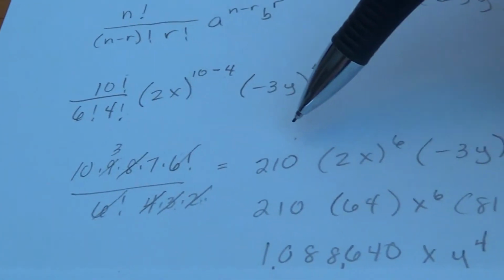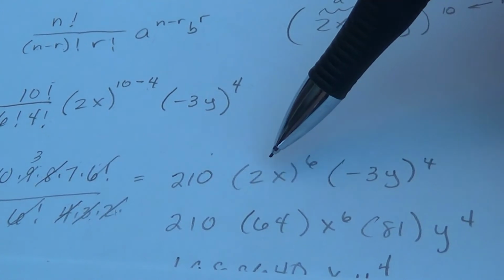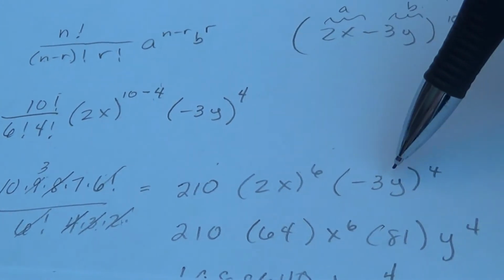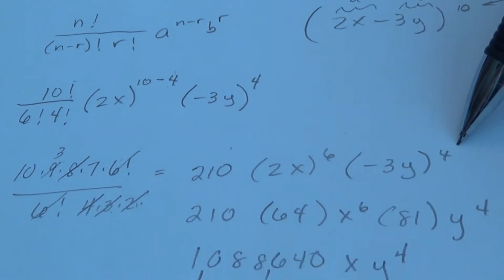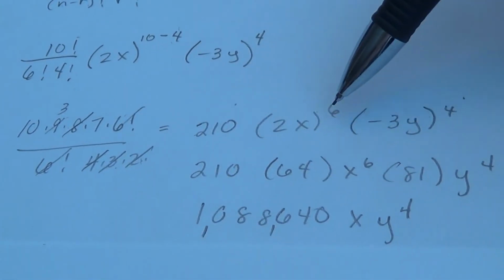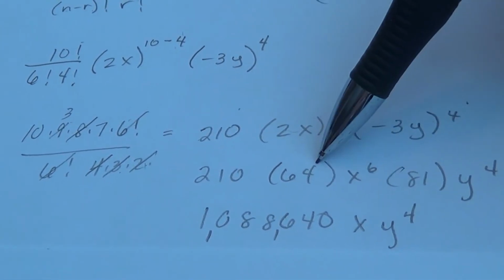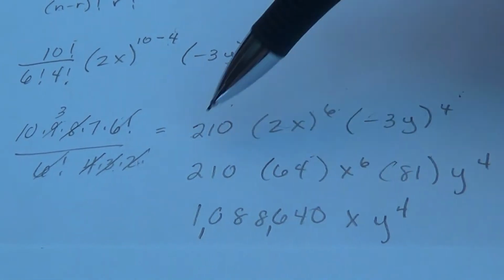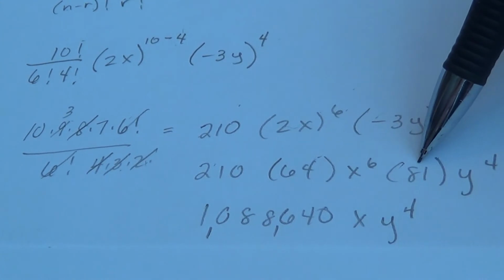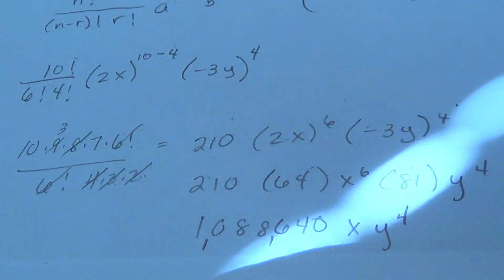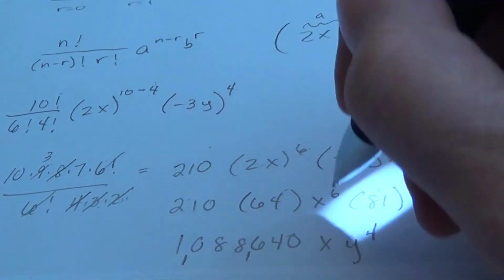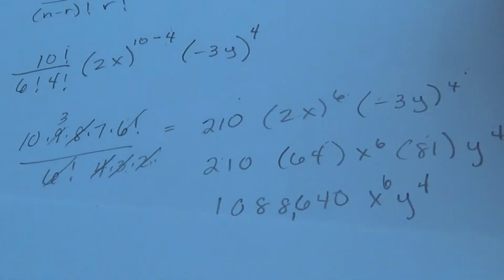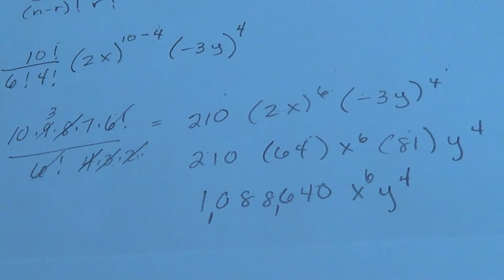Then I have the first term, 2x raised to the 6, like here, and negative 3y raised to the 4th. So the 210, 2 raised to the 6 is 64. Negative 3 raised to the 4th is 81. These 3 numbers are multiplied together, and this is x to the 6th, y to the 4th. All right, so I got that number, and I hope you did as well.